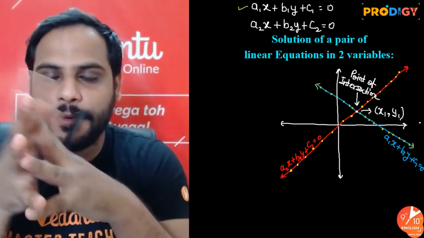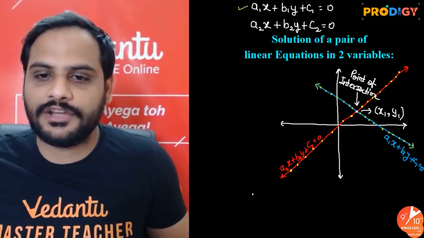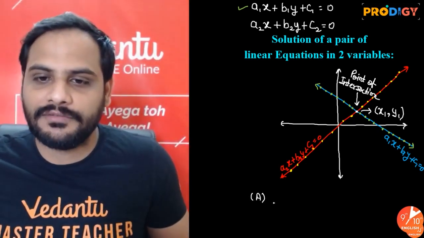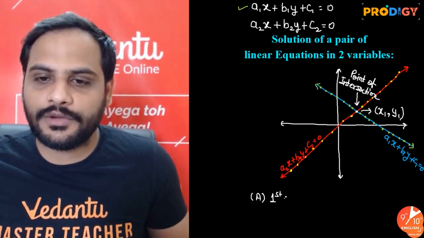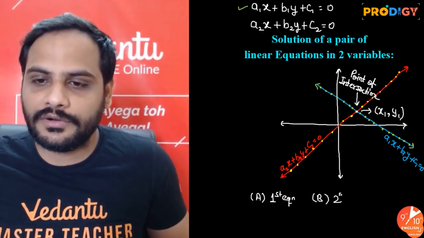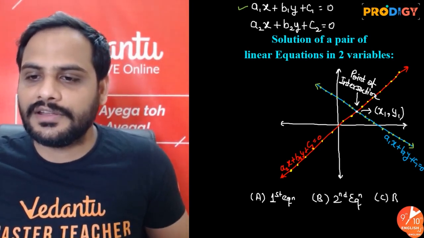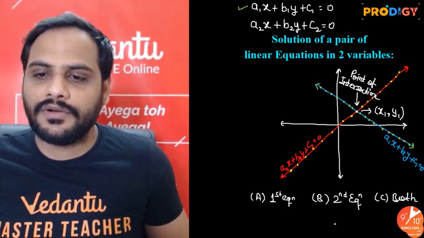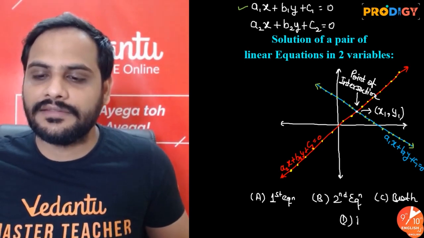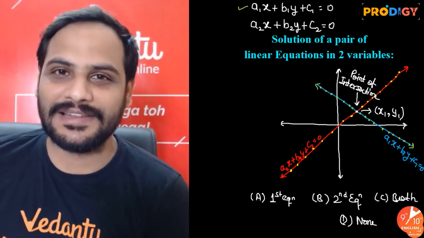This point x1 comma y1, will it be the solution of the first equation? Option A, will it be the solution of the first equation? Or option B, will it be the solution of the second equation? Or option C, it will be for both. Or option D, no sir, it is for none, nothing. What should it be? Let me know in the chat box.